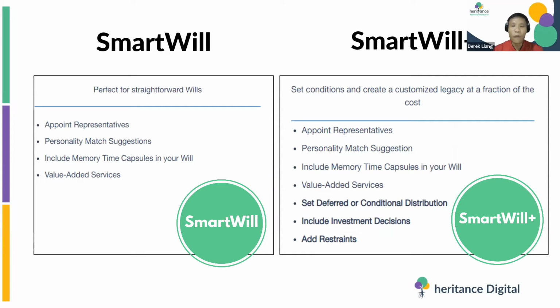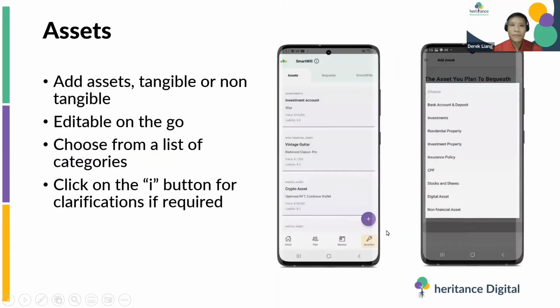There are two kinds of will generation in the app: SmartWill and SmartWill Plus. SmartWill is a straightforward will that allows you to carry out the normal functioning of a will in a simple way. SmartWill Plus is more advanced and more customized for users who are more serious about setting conditions or investment decisions into their will.